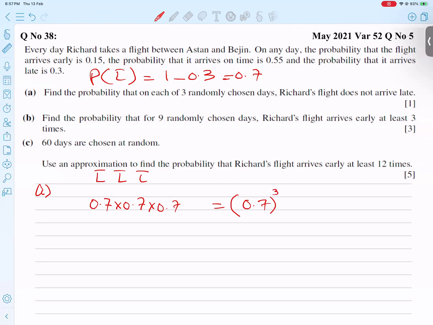Second option, I think this part is conceptual and you got the point, rather than doing it the long way. So 0.343 is our final answer.